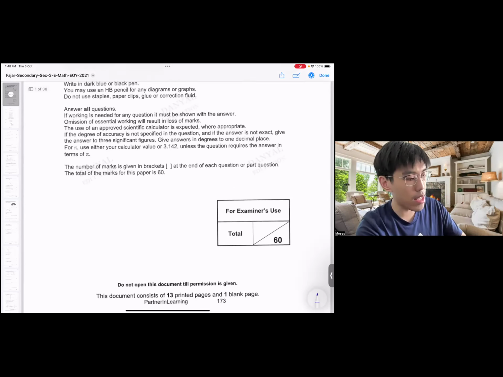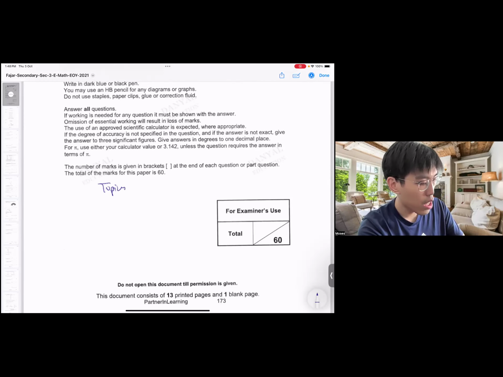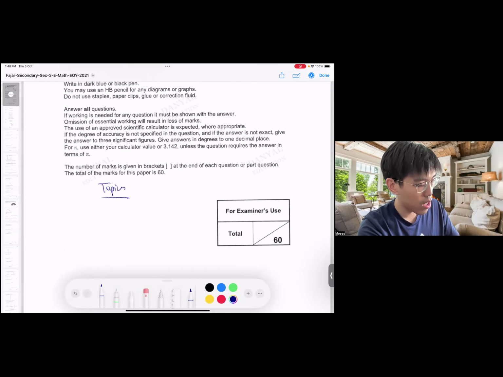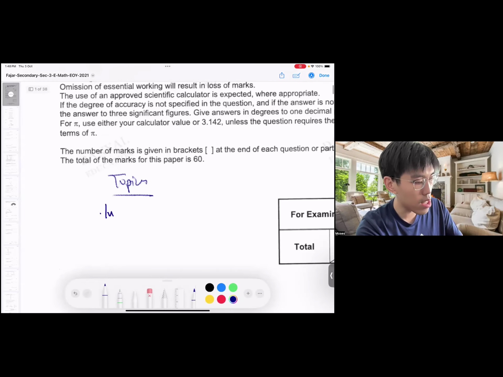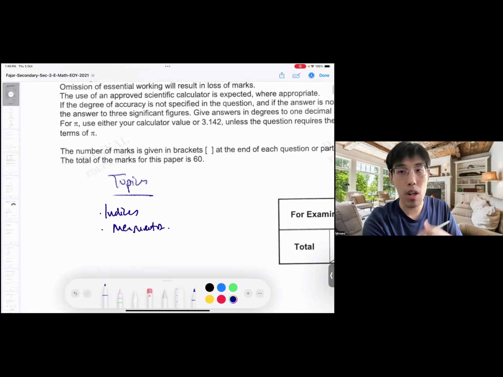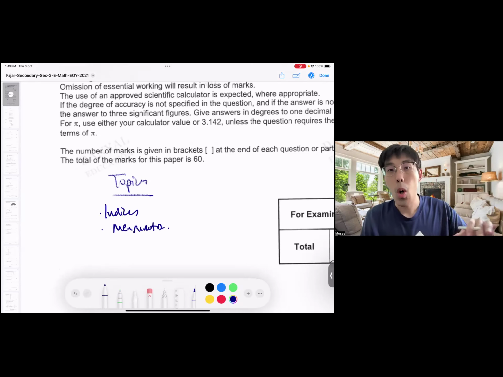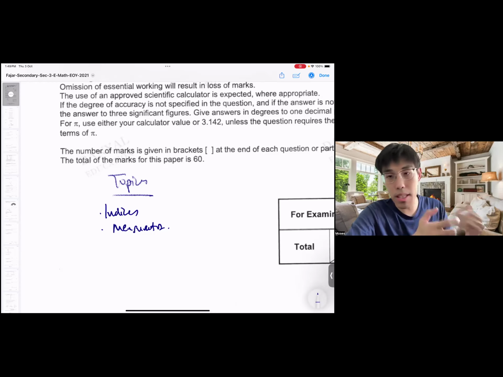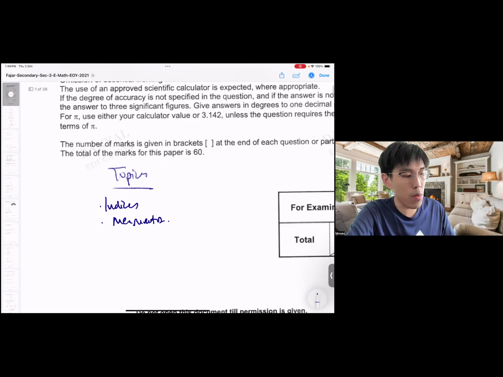For the topics, a few things to cover. Number one, indices, mainly, and also mensuration. That means your volume of spheres, volume, surface area, all these things. Yes, we briefly covered them in secondary 2, but this one will be more in depth. So along the way, we will have an exploration of these topics.